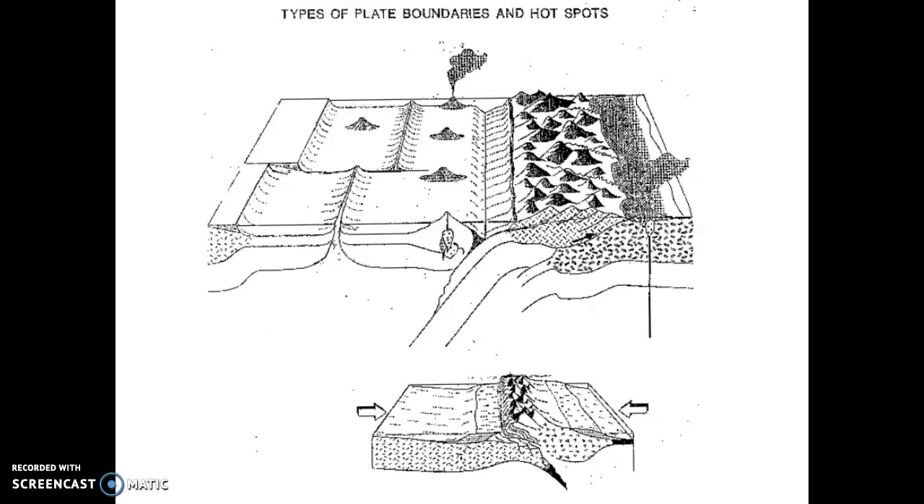So now that we've gone over the different activities that happen at plates, like the divergent boundaries that create new seafloor and subduction ones that create trenches and stuff, let's take a look at some of the features that can be on the floor.